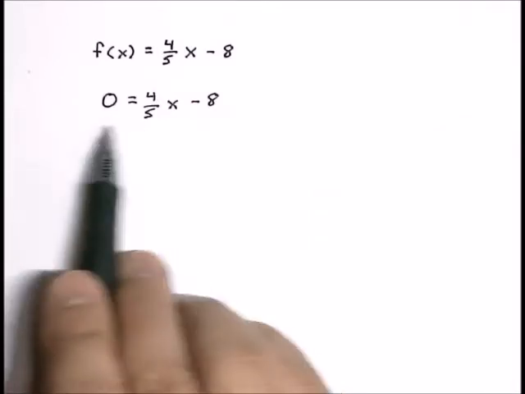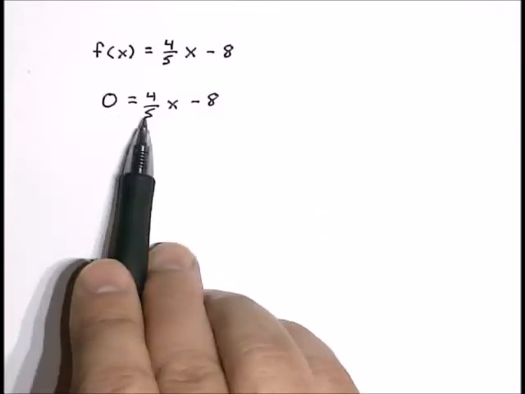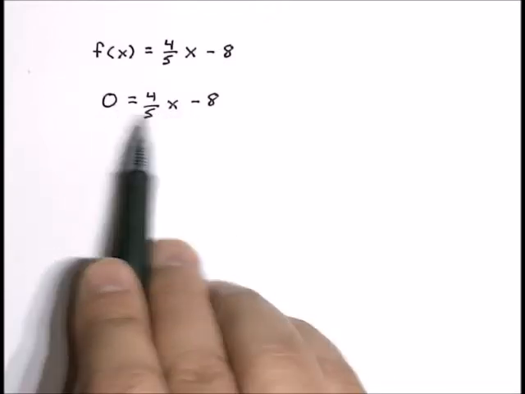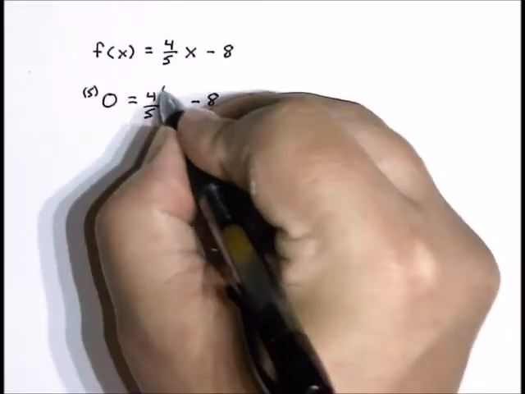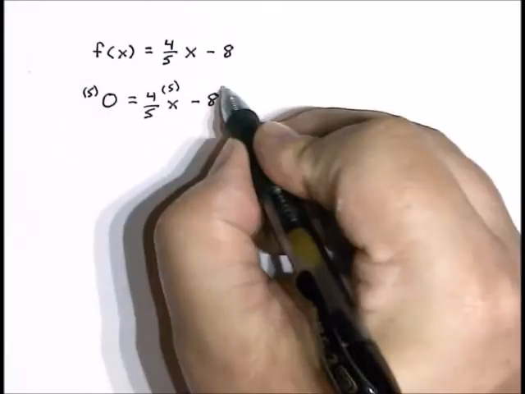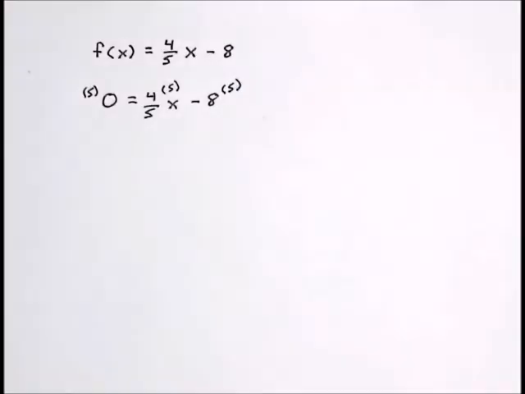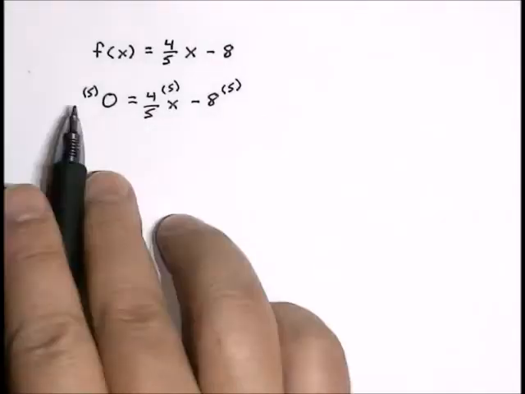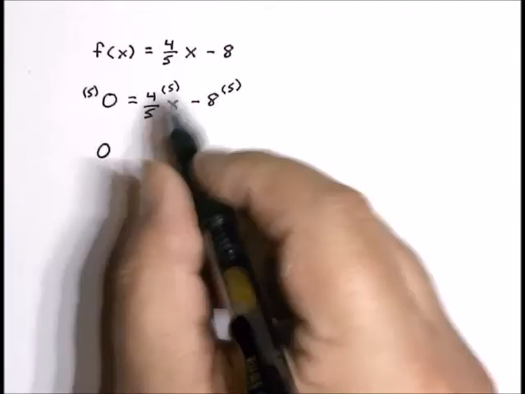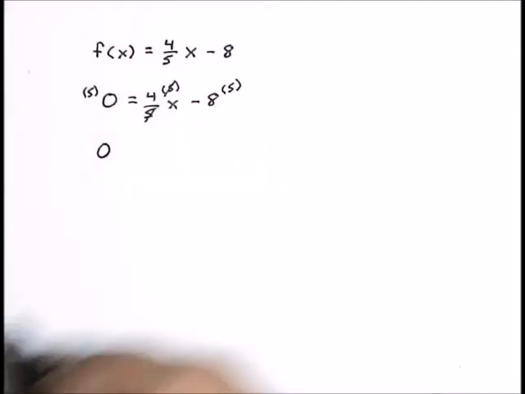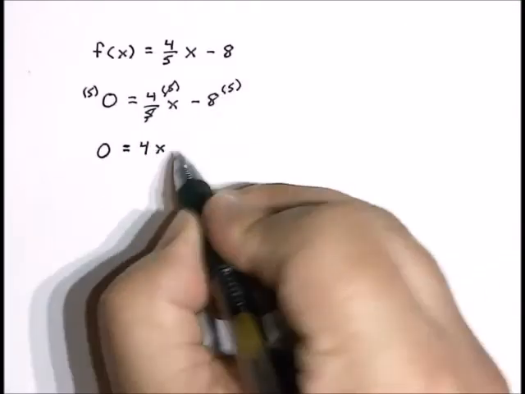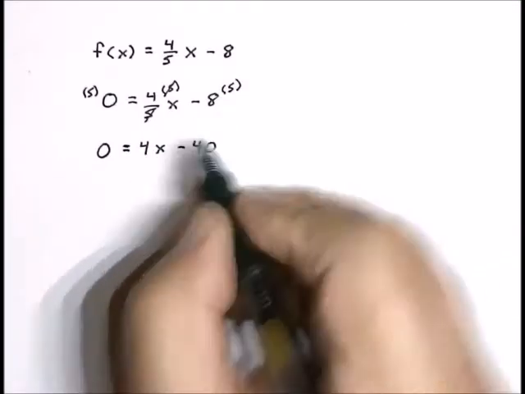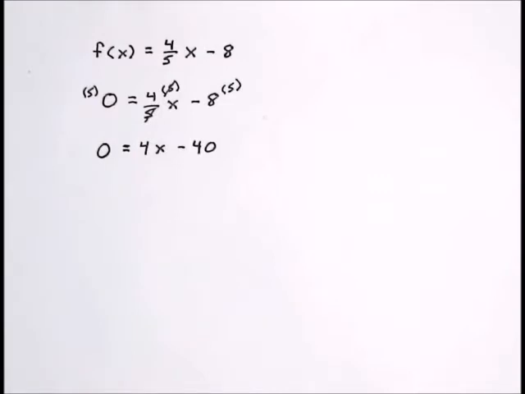And I can do that if I multiply everything in this equation through by 5. In other words, I'm going to multiply the 0 by 5. I'm going to multiply the 4/5 x by 5. I'm going to multiply the 8 by 5. And when I do that, the 5 times the 0 is 0. Here, the 5 on the bottom and the top will cancel out, and I'm just left with 4x. And the 8 times the 5 will give me 40. I get slightly larger numbers, but now I don't have any fractions to deal with.